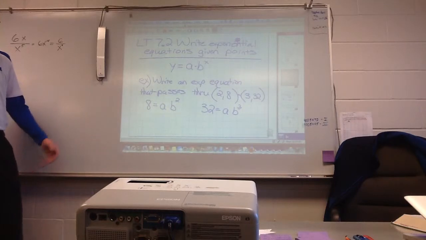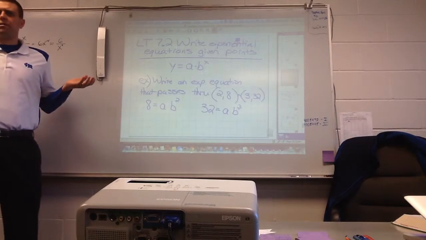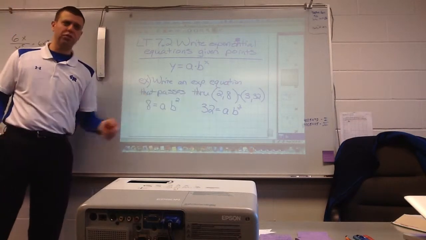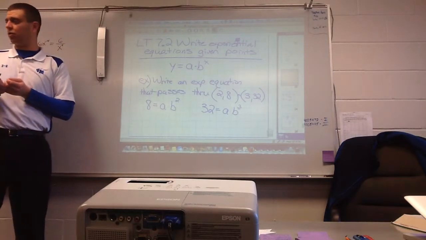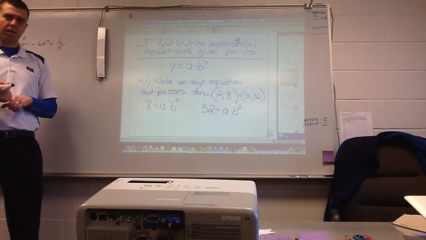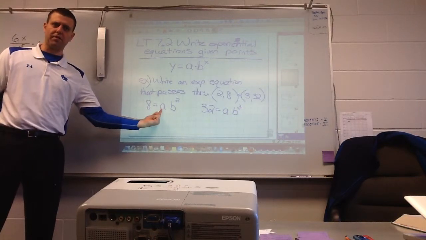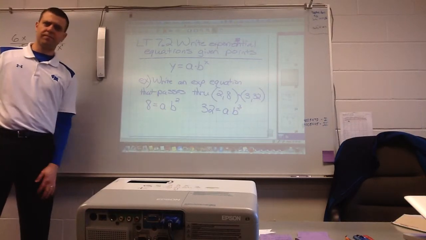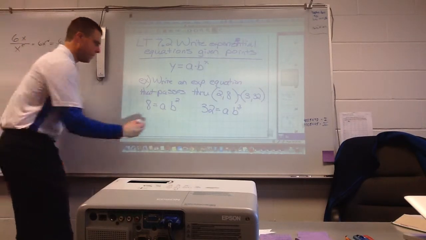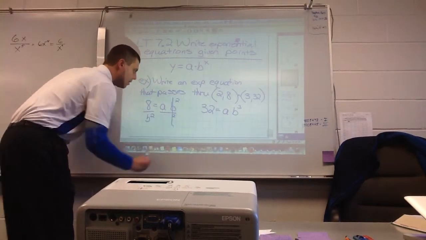Okay. All right, so I got two equations here, and I got to solve for a and b. Well, this kind of goes back to Algebra 1 a little bit. If you got two equations with two different variables in it, you're going to use one of the equations, get a variable by itself, and substitute it into the other equation. So I'm going to get this a by itself right here. How do I get a by itself in this equation? Divide by b squared, right? So I divide by b squared.